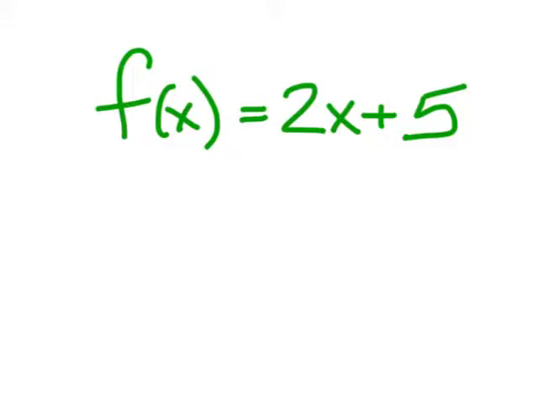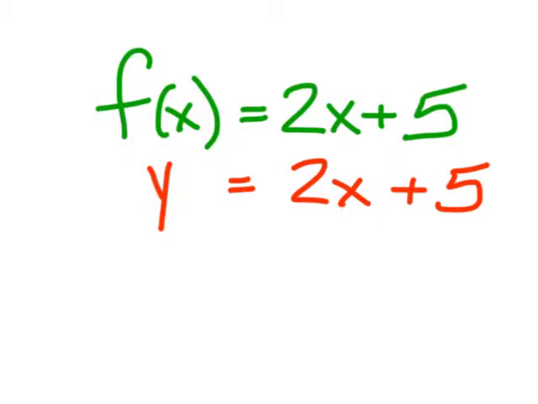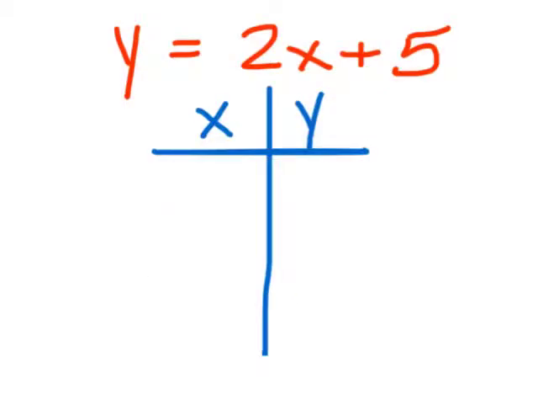And before we start on the examples, here is what a function looks like. f of x equals 2x plus 5. The f of x is the same thing as writing y. y equals 2x plus 5. This is because you're going to enter in numbers for x and get back a result for y. You're going to create ordered pairs.